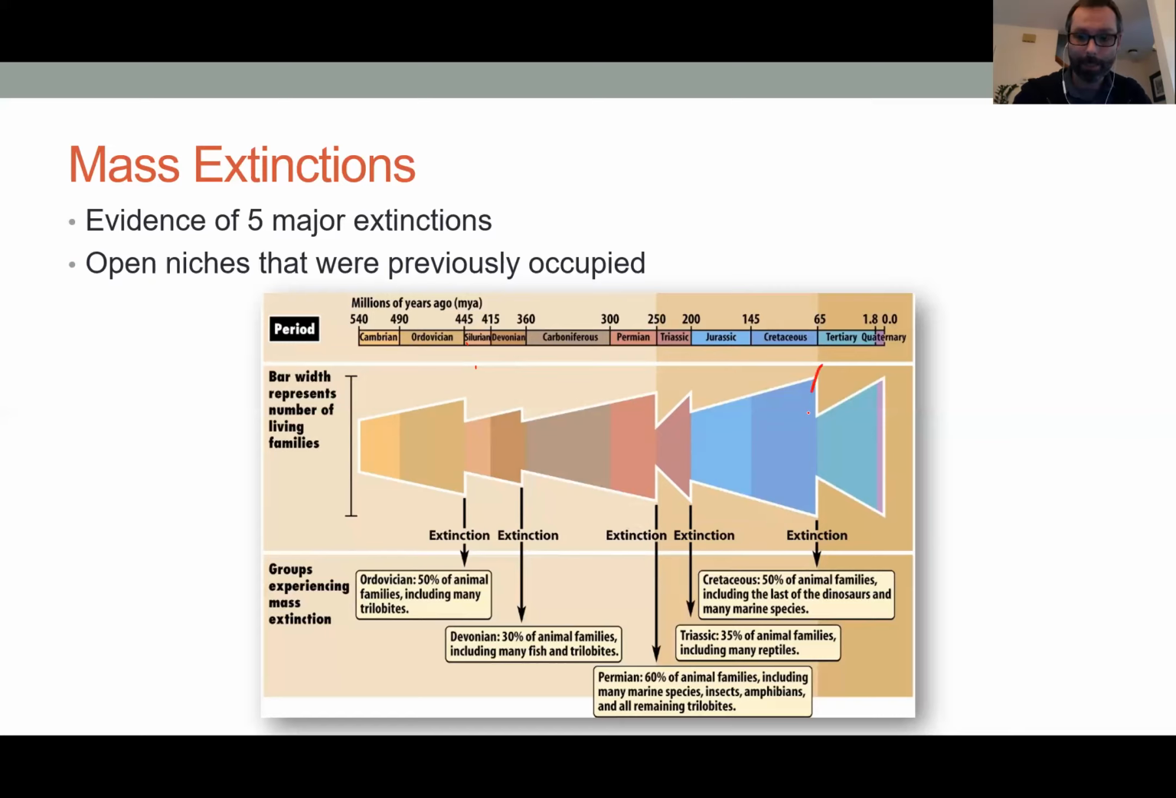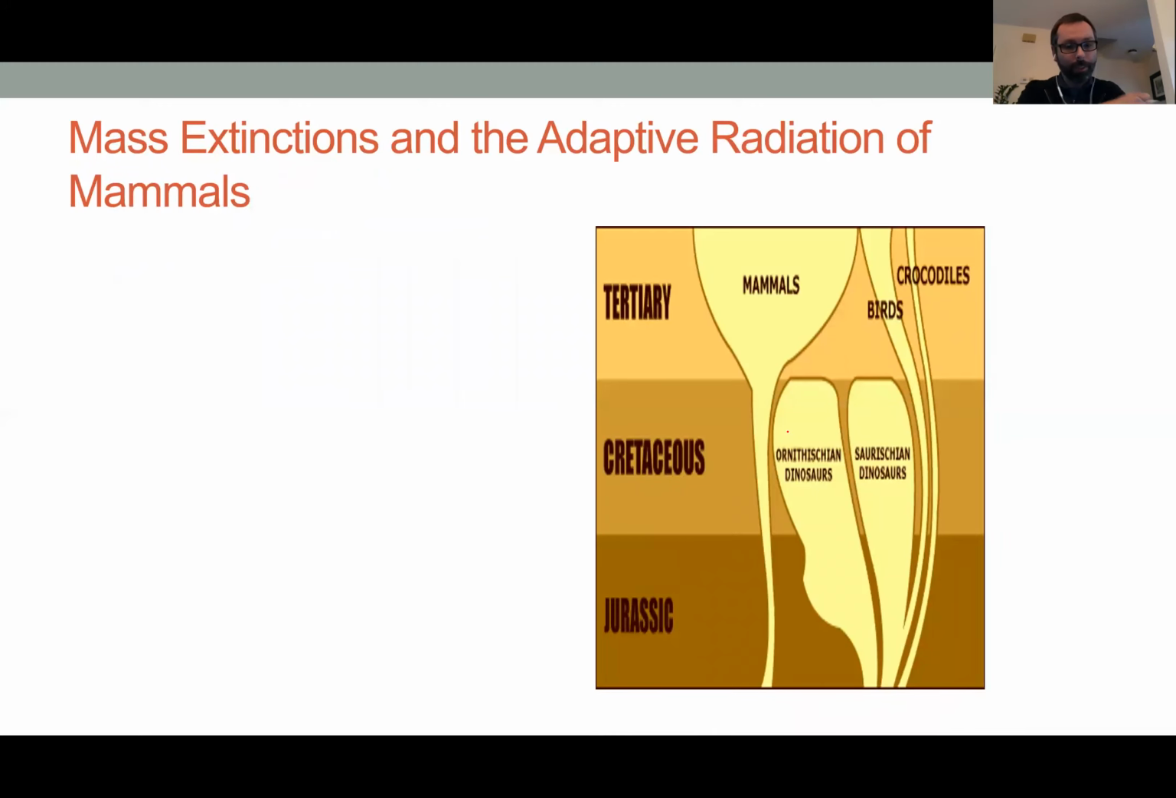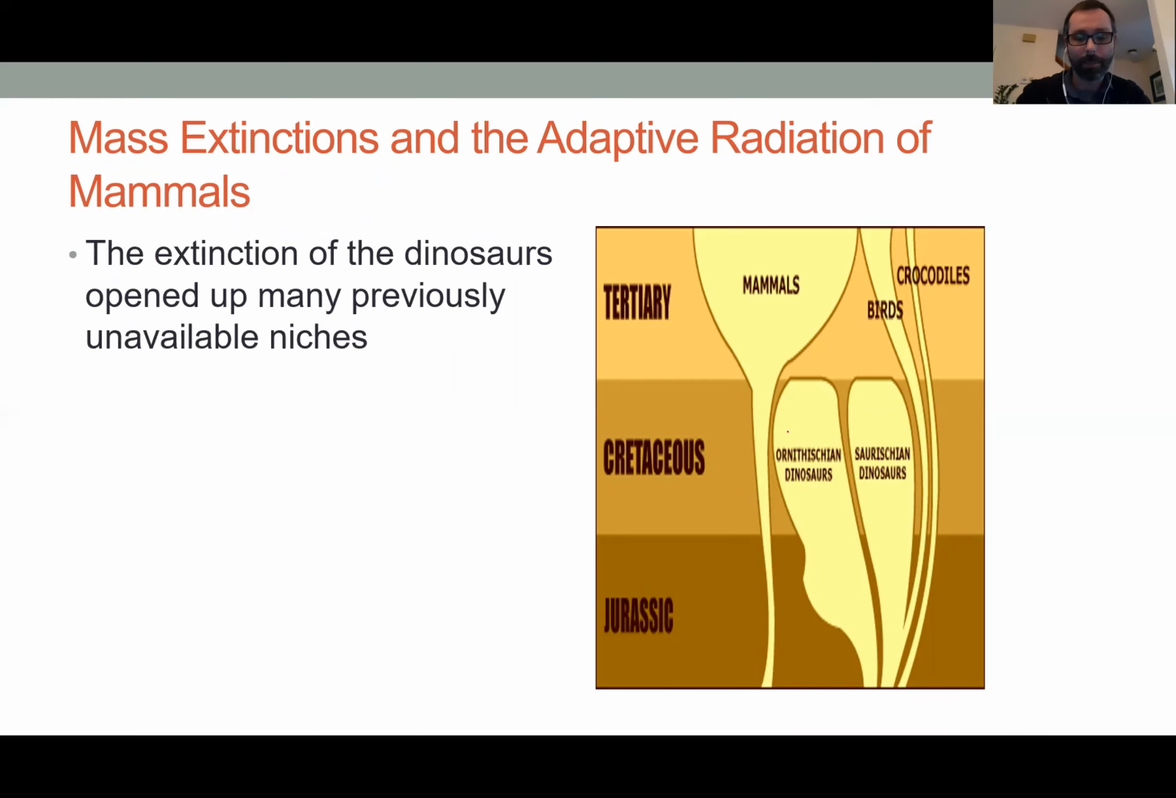Now, the most famous mass extinction, of course, is this one at 65 million years ago, because this is when the dinosaurs went extinct. And this opened the door for the adaptive radiation of mammals, right? And so in this graph again, the width of the lines show how many different species there are. So way back at the beginning of the Jurassic, there's a few mammals, right? Mammals did live at the same time as dinosaurs, but they were tiny little rat-looking things that were just barely getting by, right?